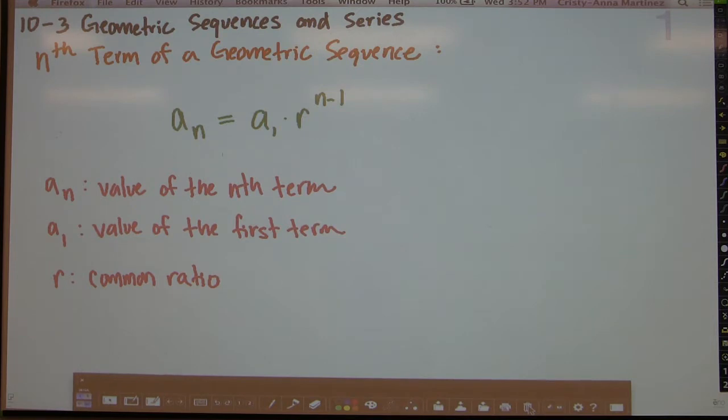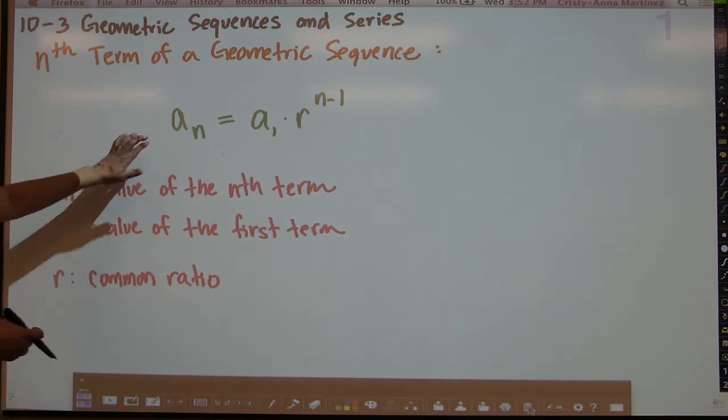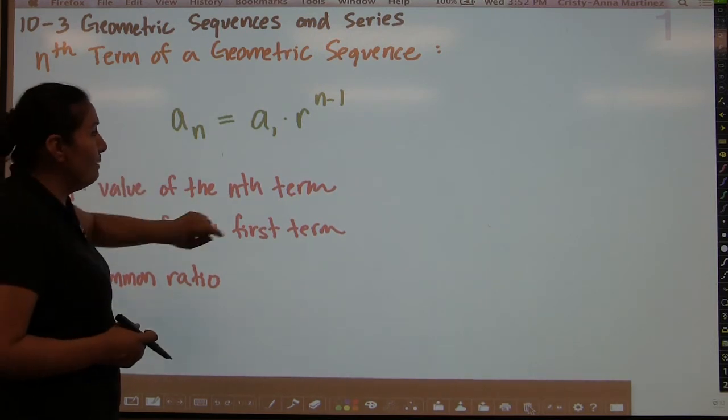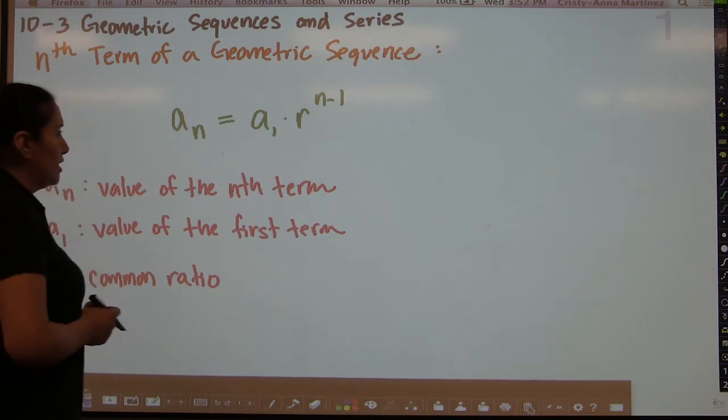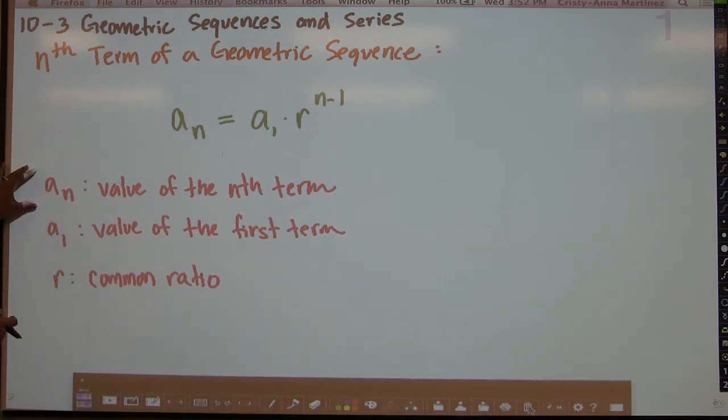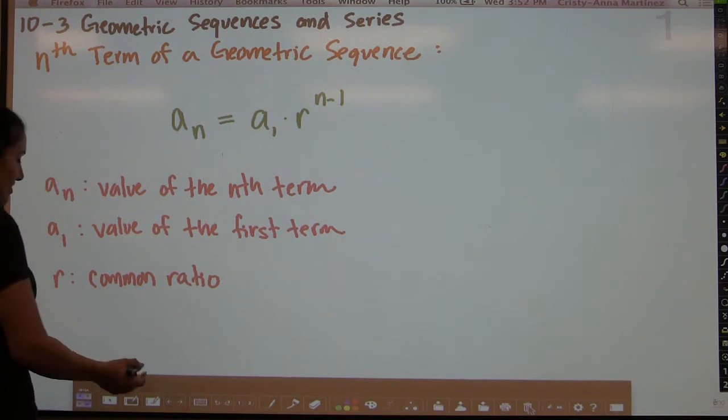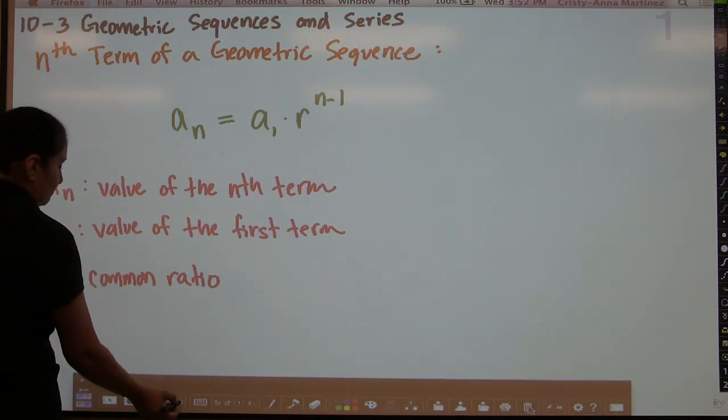And so we have a formula here for the nth term of a geometric sequence, and that is a sub n equals a sub 1 times r to the n minus 1 power. The a sub n represents the value of the nth term, a sub 1 is the value of the first term of the sequence, and r, of course, is the common ratio, which we can find by taking the ratio of a term and its previous term, as we did in 10.1.